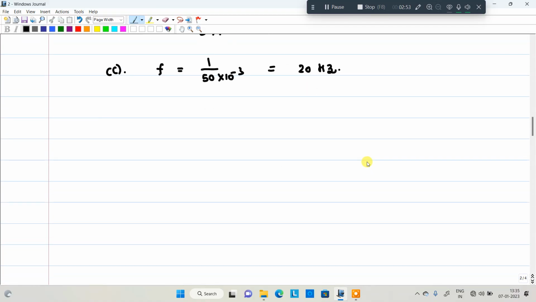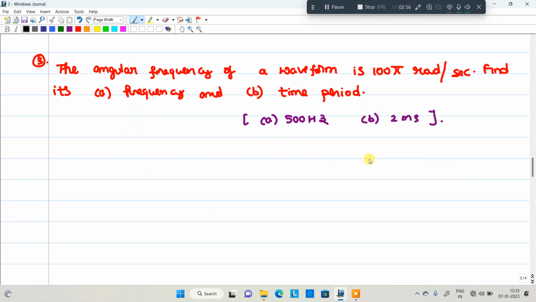Okay, next question number 3. In question number 3, the angular frequency of a waveform is 100 pi radian per second. Find A, frequency, and B, time period. So let me consider A, frequency. Here it is given 100 pi radians, that means omega is given as 100 pi. You know the formula for omega. Omega is equal to 2 pi f. Right. What is omega? 100 pi is equal to 2 pi f.